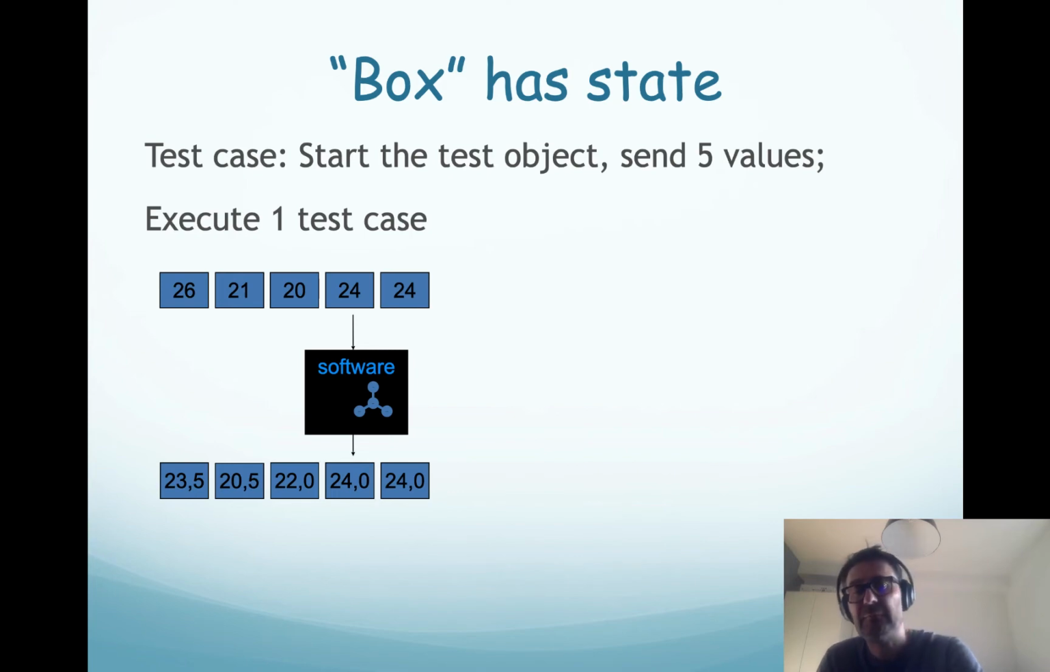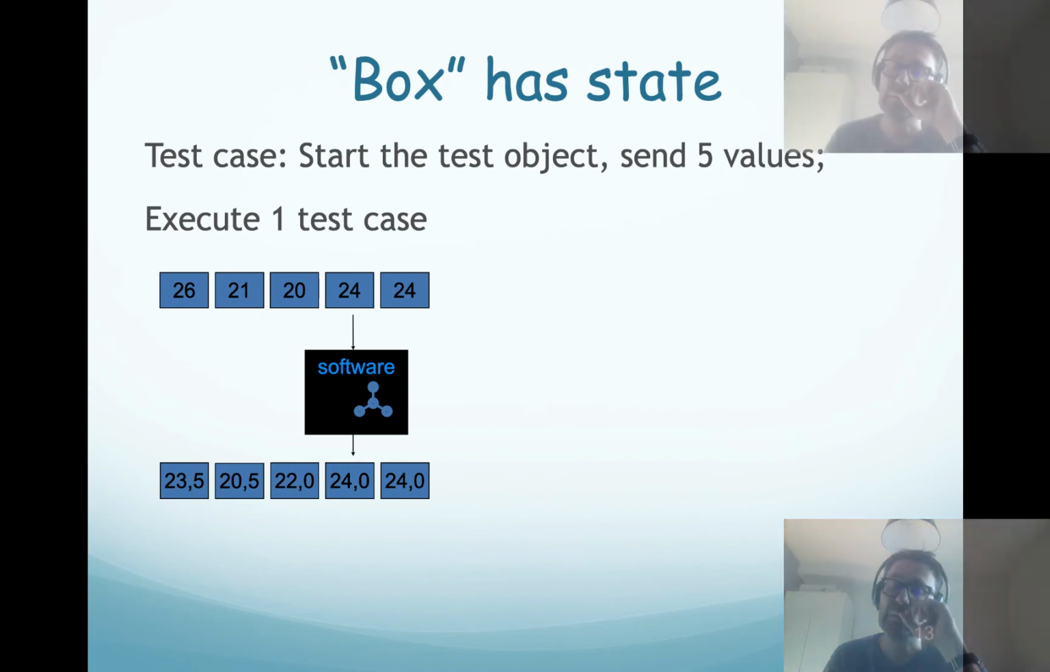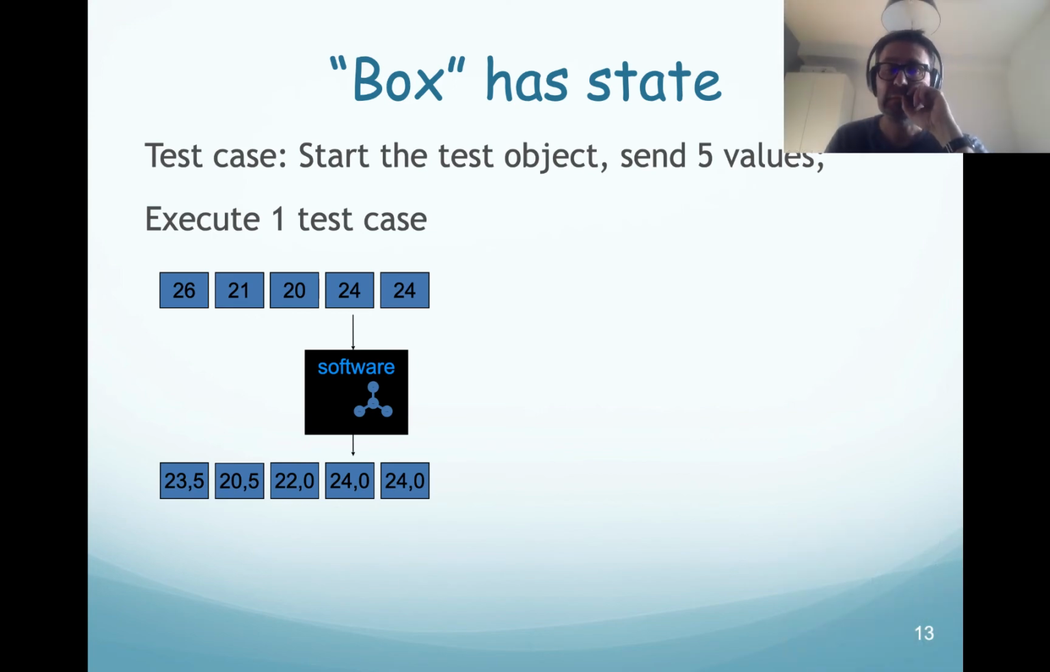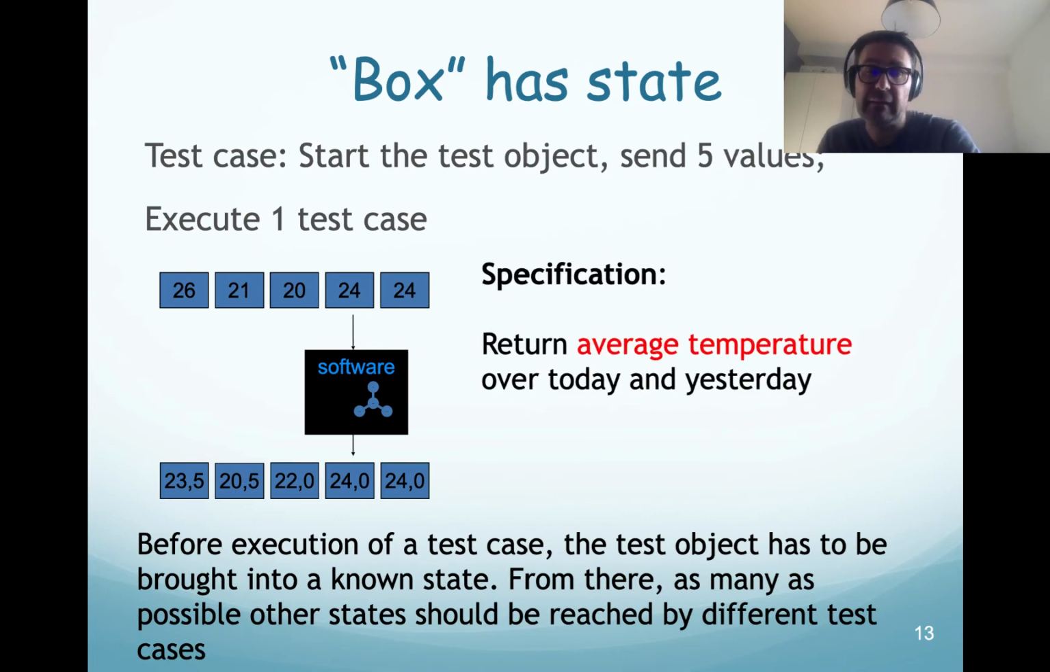So here we first gave 24 as input, and we got 24 as output. Then we gave 24 again, and we got 24 as output. But then when we give 20, it's apparently giving 22 as output, and 21, 20.5, and so on. So actually what is happening here is that the software is returning the average temperature over today and yesterday. So we have to take the sequence of inputs into account to know what is the oracle, the expected output, right?